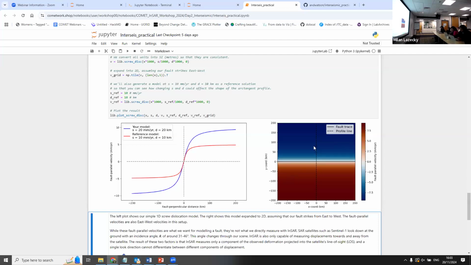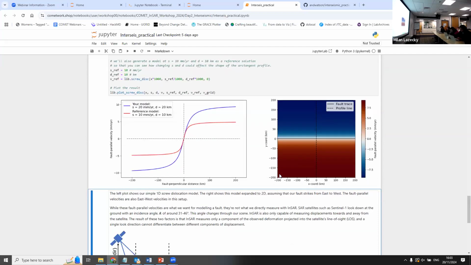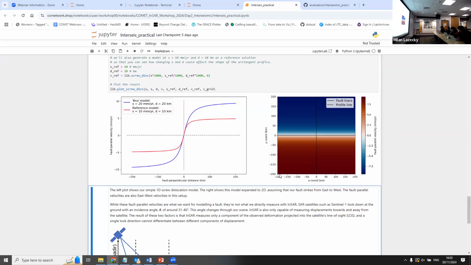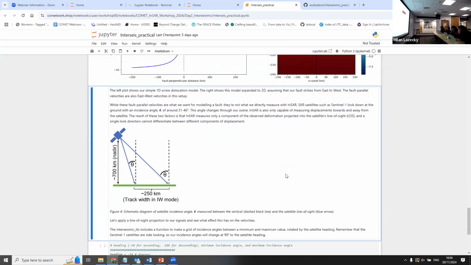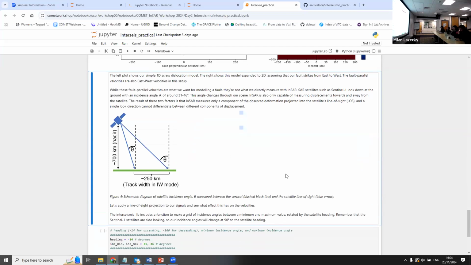In the right side, you can see the velocities in 2D, assuming that the fault strikes from west to east. But we know that the velocity we get from satellites is in the line of sight direction. So we need to understand how to use the line of sight velocity to study the interseismic deformation related to faults.